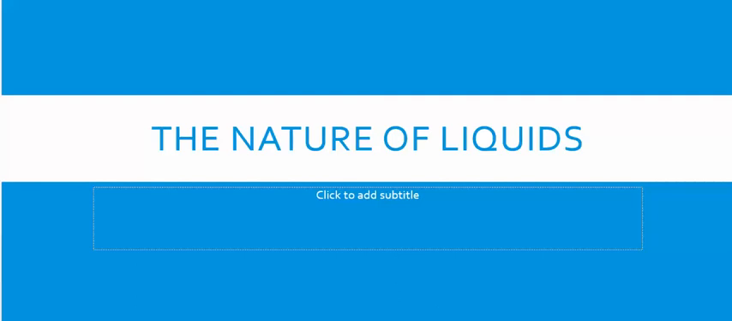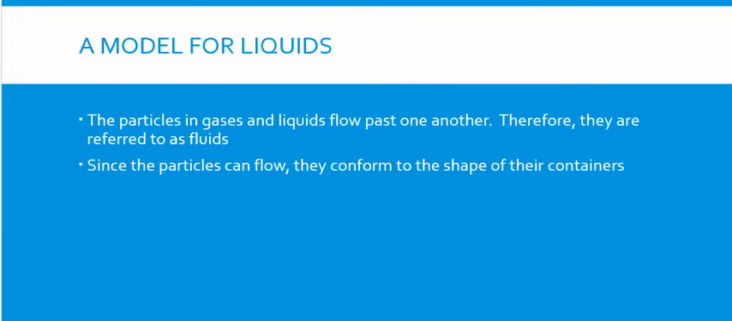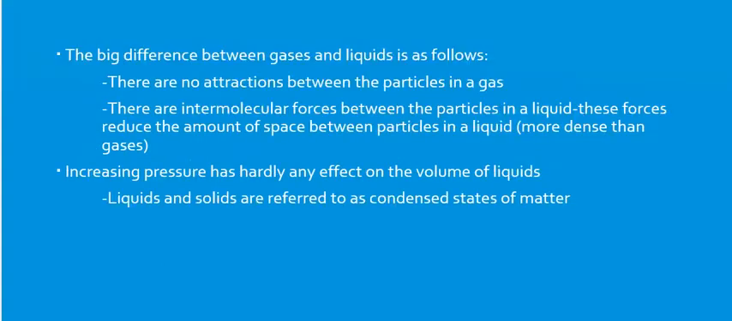Now we're going to look at the nature of liquids. Particles in gases and liquids flow past one another, and so they are referred to as fluids. And since the particles can flow, gases and liquids conform to the shape of their containers. But the big difference between gases and liquids is that there are no attractions between the particles in a gas.